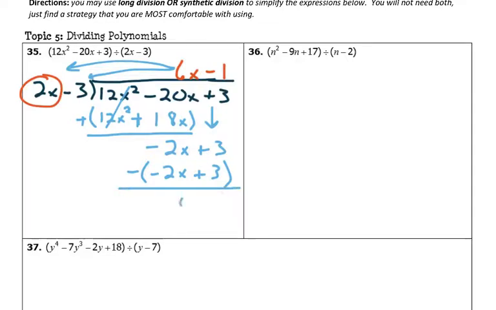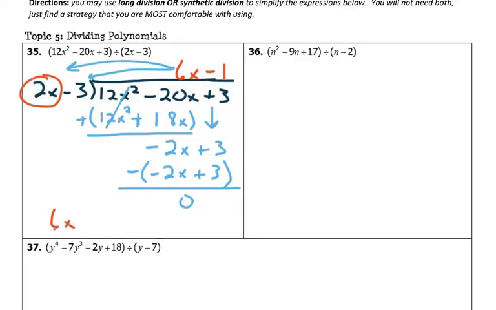So we end up getting 0. So there's no remainder. So what does that mean? Honestly, it means that we could have factored this, right? We could have made this easier on ourselves by factoring this. However, it's okay. There's no remainder left over, so our final answer is going to be 6x minus 1.